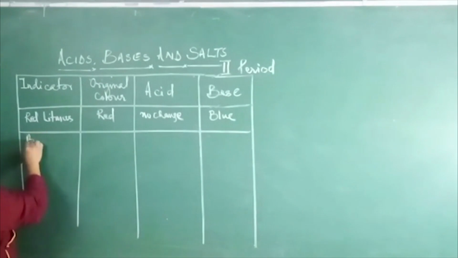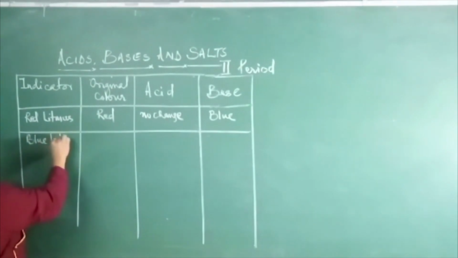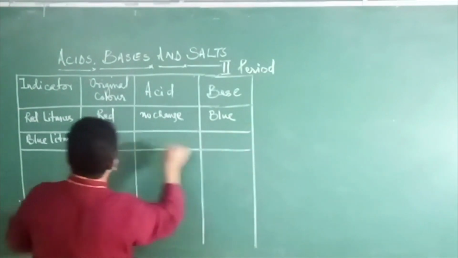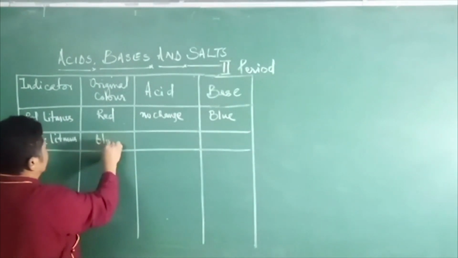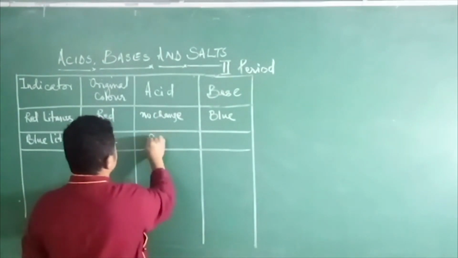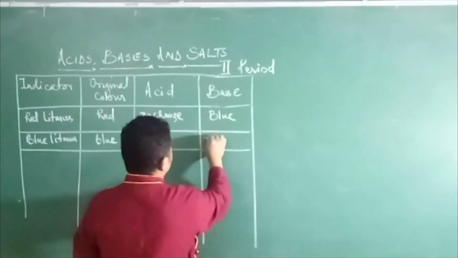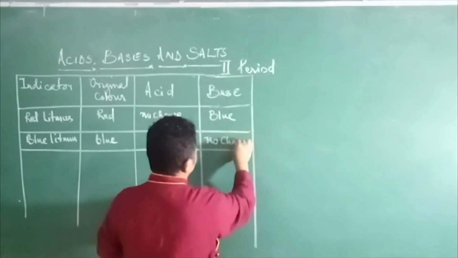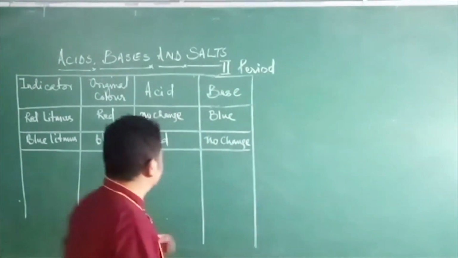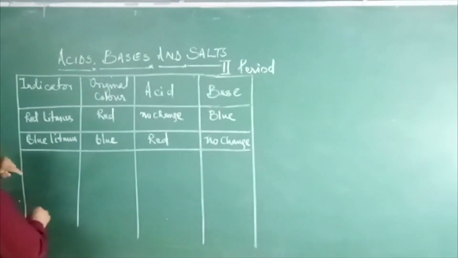Blue litmus in acid changes to red. In base, no change. Here no change means no change in color. Okay.